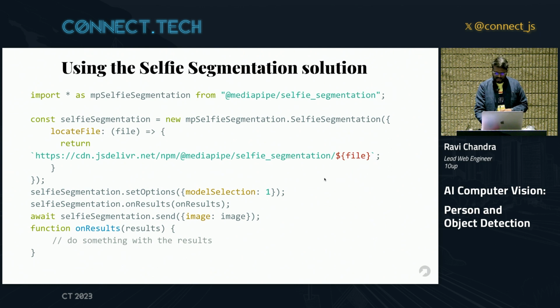And set options, we are just setting some options here, what type of model we want to use. And then on results is where we pass a callback function, which is triggered every time the model makes a prediction and has some results for us. And once we have the callback and everything hooked up, we do .send of the selfie segmentation model, and we pass image. That's the name of the parameter. But the value can again be an image, it can be a video, and I believe it can even be a bitmap image too.